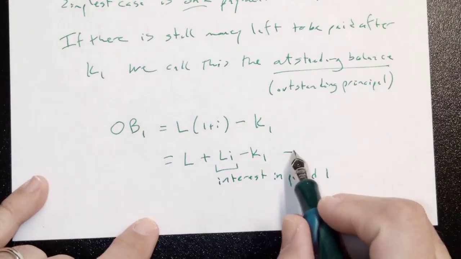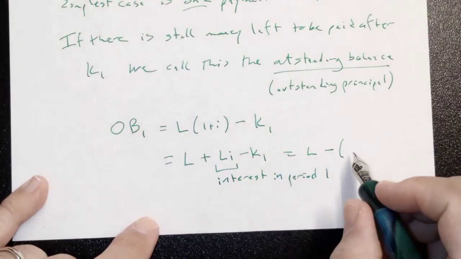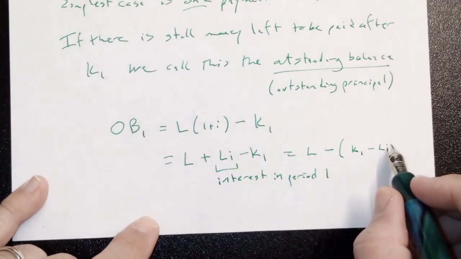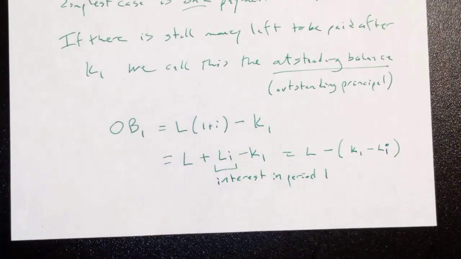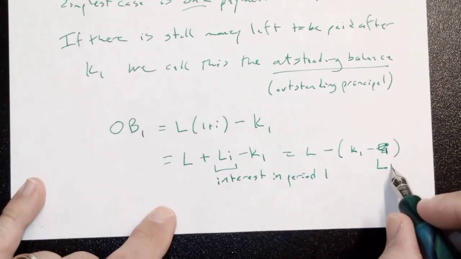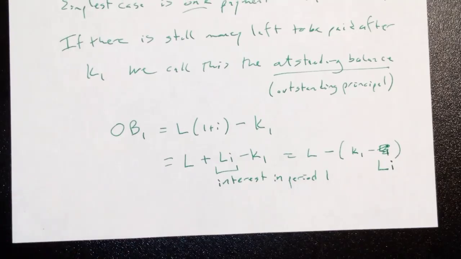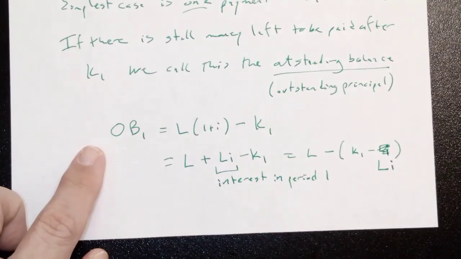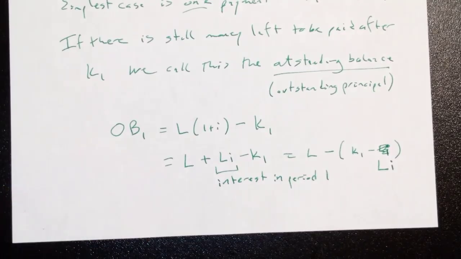Notice that if I factor out a minus sign here, I can write this as L minus K1 minus Li, right? That should be times i, not sub i. Let me write that better. L i. So that's my interest in that period. Okay, wait a second. This was outstanding balance at time one, and it started with our loan amount, right? And then we added on the interest and took away the payment.